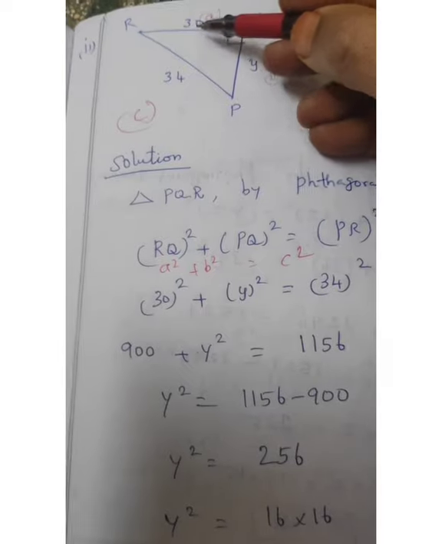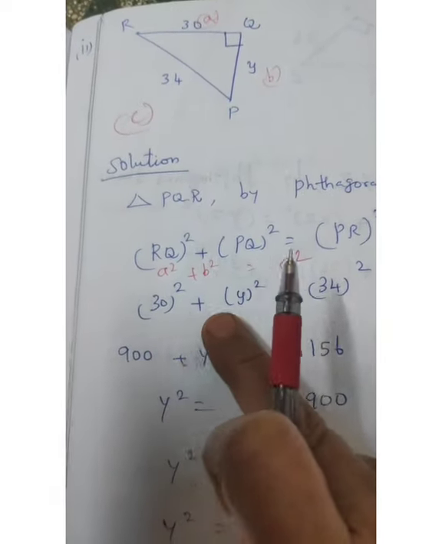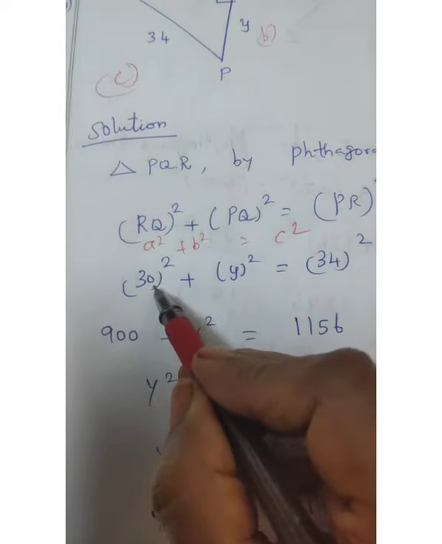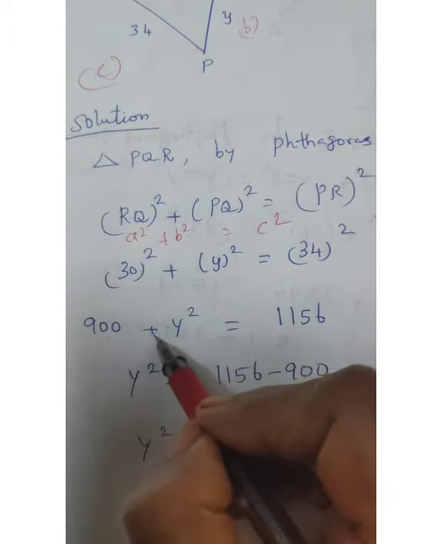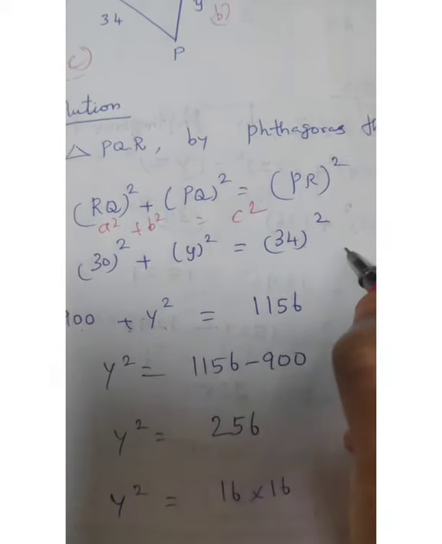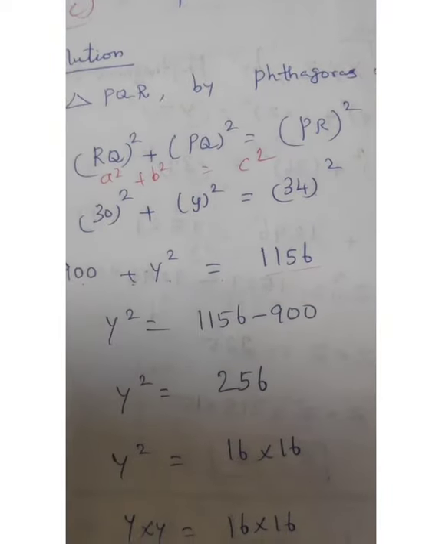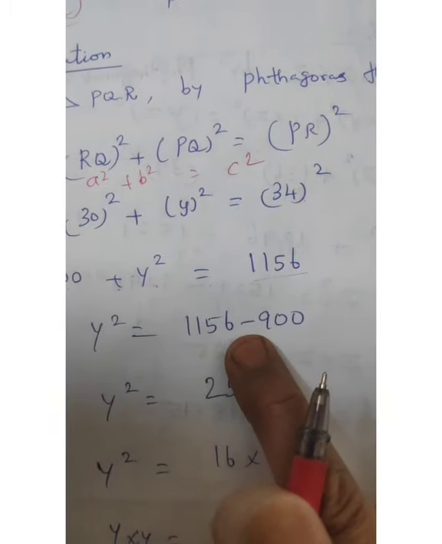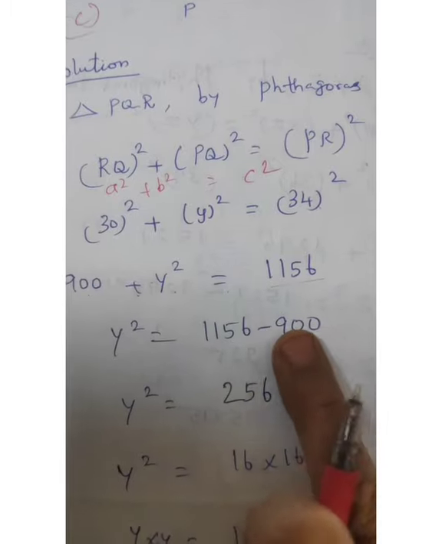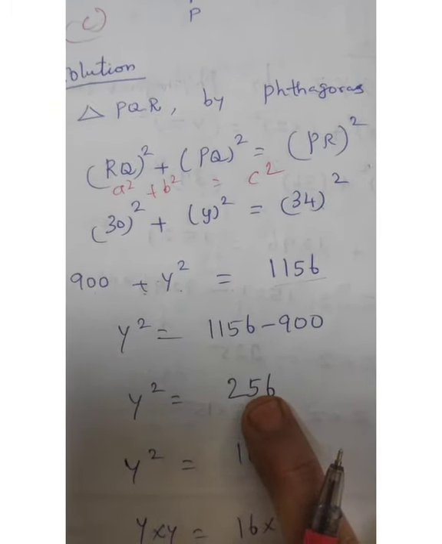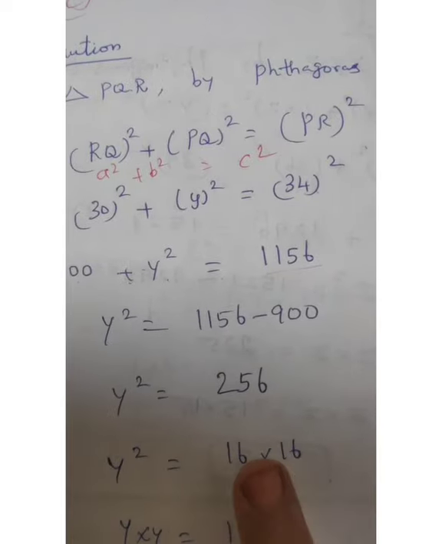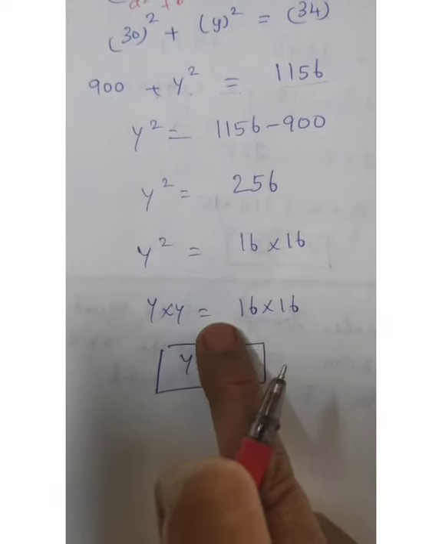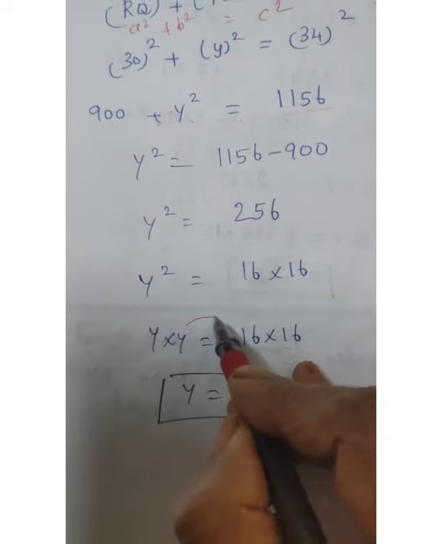A value equal to 30. So 30 whole squared plus B value Y, 34 whole squared. 30 times 30 multiplied gives 900, plus Y squared equal to 34 into 34, answer 1156. Y squared on the left, 900 goes to the right side and you change the symbol to minus. 1156 minus 900, the answer is 256. Which two numbers multiplied give 256? The same number, 16. So Y squared, you write Y into Y equal to 16 into 16. Y equal to 16.